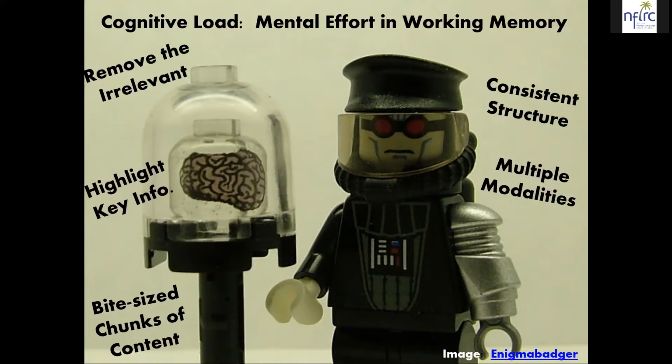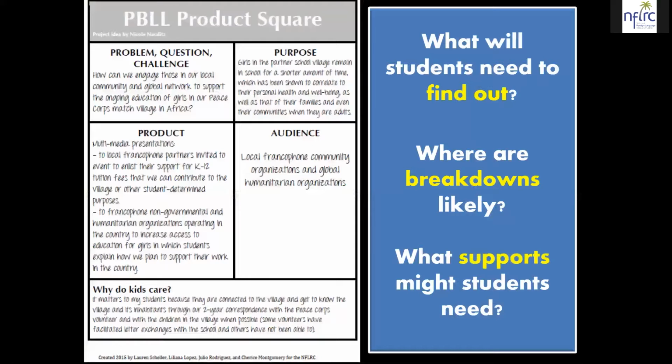And that means that we need to remove irrelevant things. We're going to highlight key information. We're going to provide bite-sized chunks of content in consistent ways, and we're going to engage multiple senses as we do that. So in a project-based context, we're going to need to ask ourselves, what are students going to have to find out? Where are breakdowns likely? And what kinds of supports might our students need?